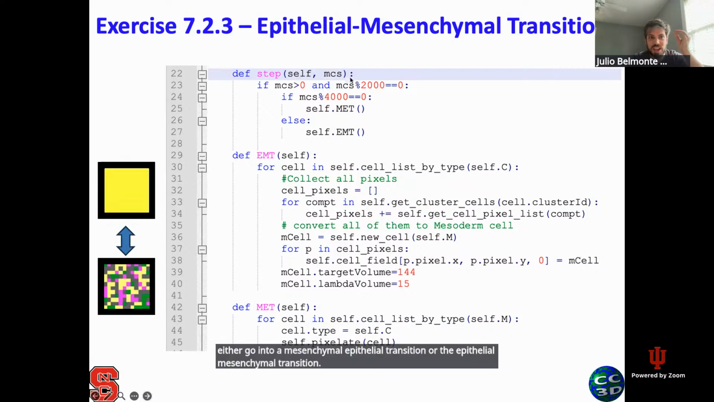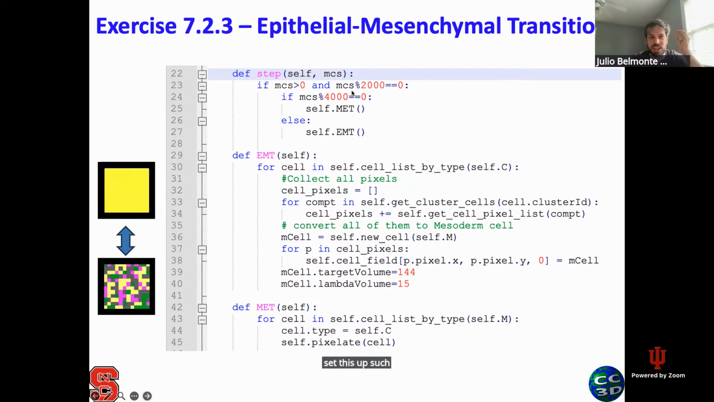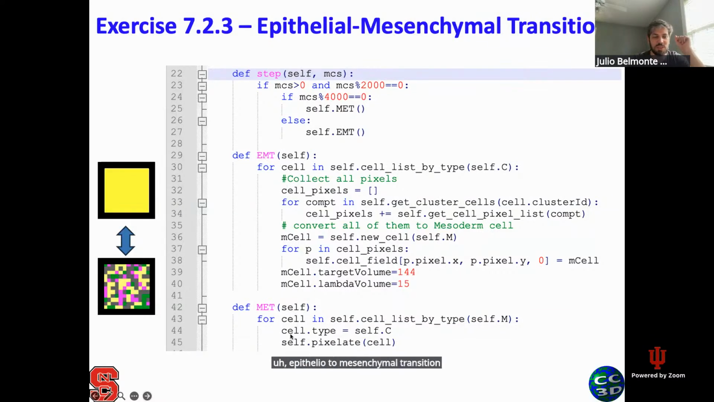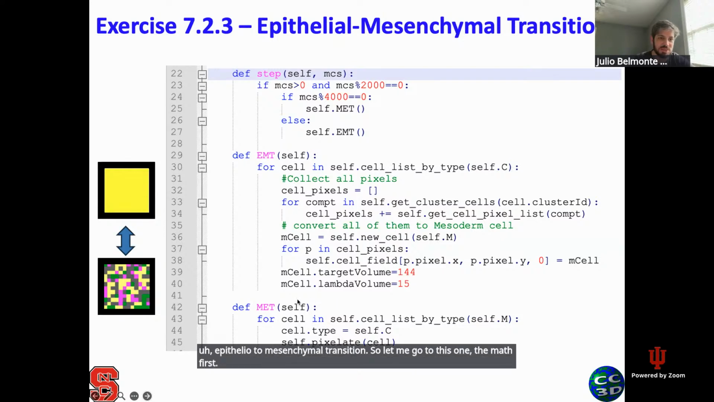So I set this up in such a way that they go one and the other, vice versa. This is going back and forth between a pixelated state and a non-pixelated state. Okay, so for the epithelial to mesenchymal transition, let me go to this one now, the MET first. All the cells start as cytoplasm. Well, actually, I have another cell type called M, which stands for mesenchymal.